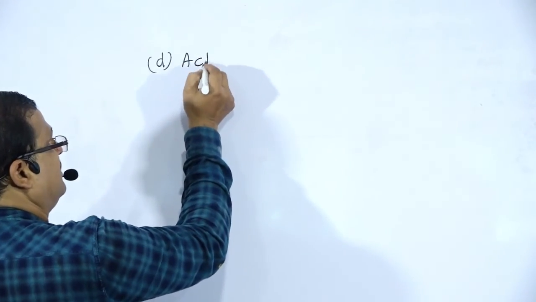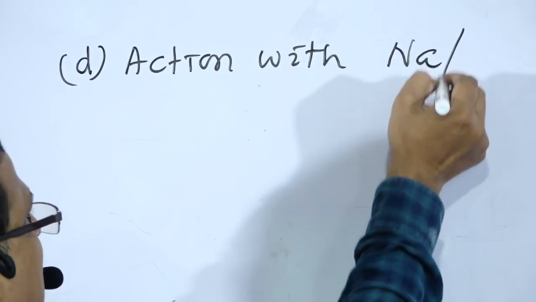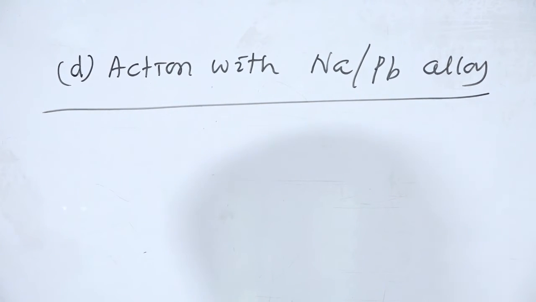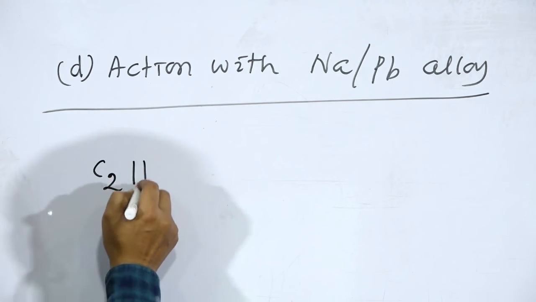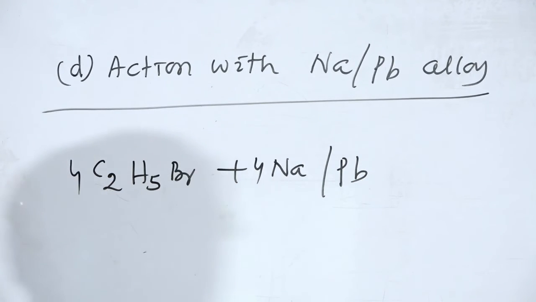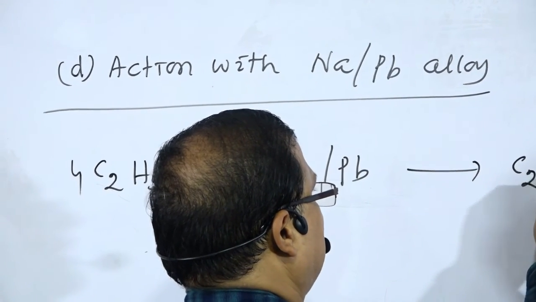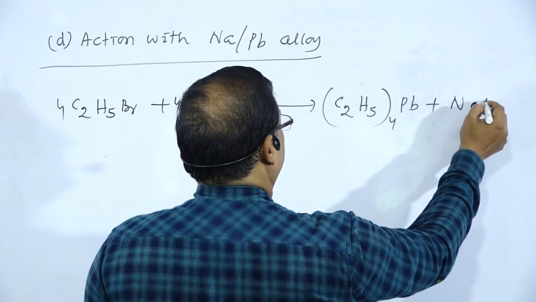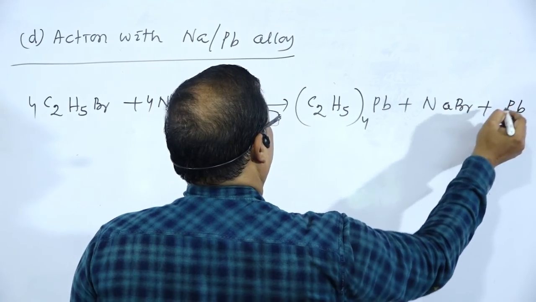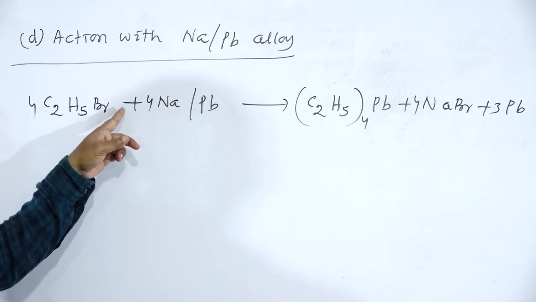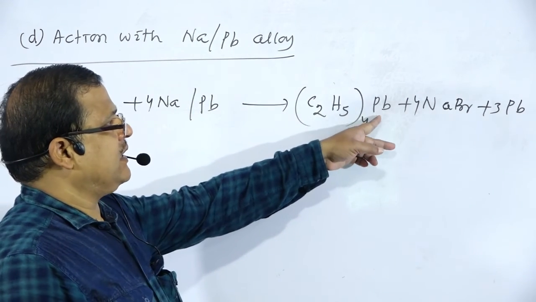Next one is action with sodium lead alloy. For example, C2H5Br is treated with sodium lead alloy, Na4Pb3. There is the formation of (C2H5)4Pb plus NaBr plus Pb. That is, 4 C2H5Br plus 4 NaPb gives (C2H5)4Pb, tetraethyl lead, plus 4 NaBr plus 3 Pb, and Pb is removed.